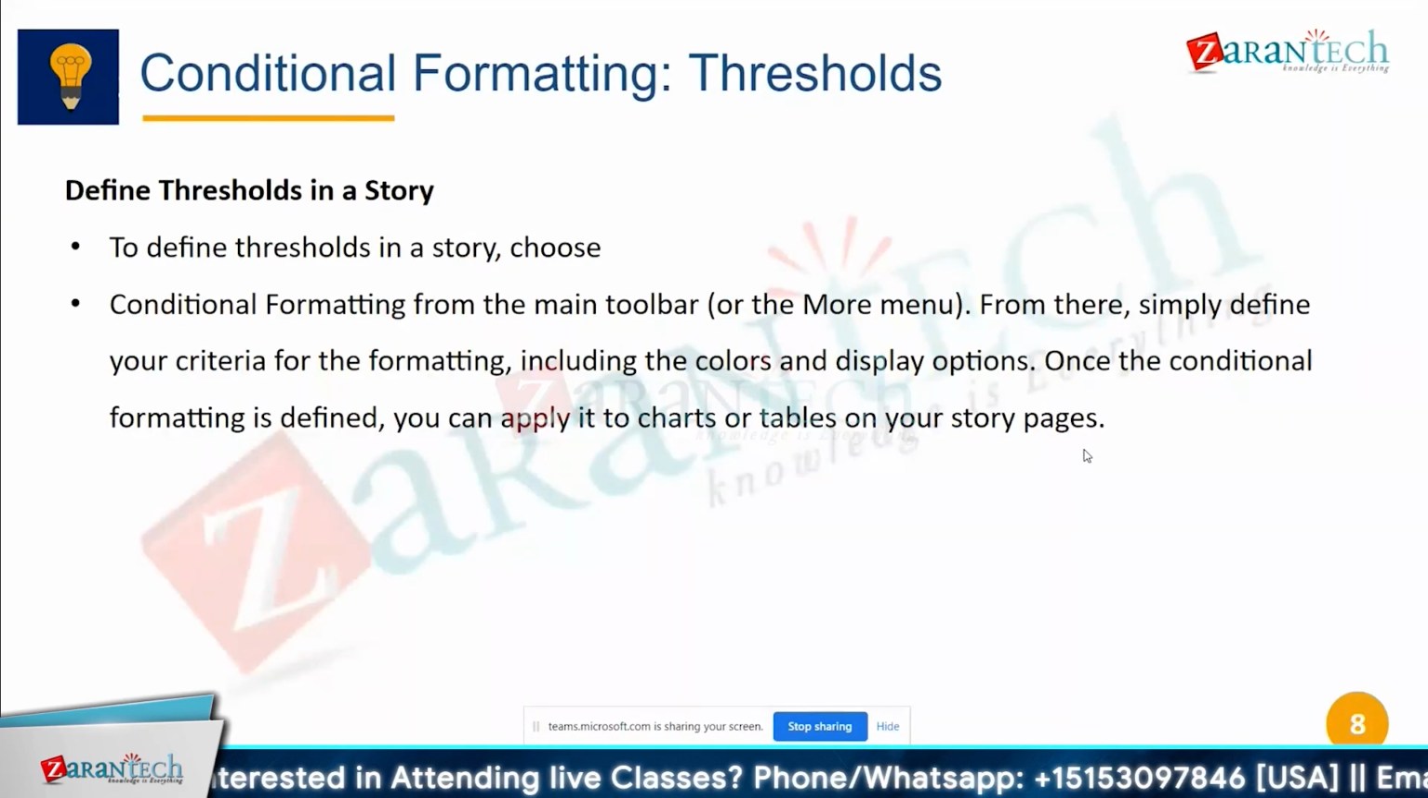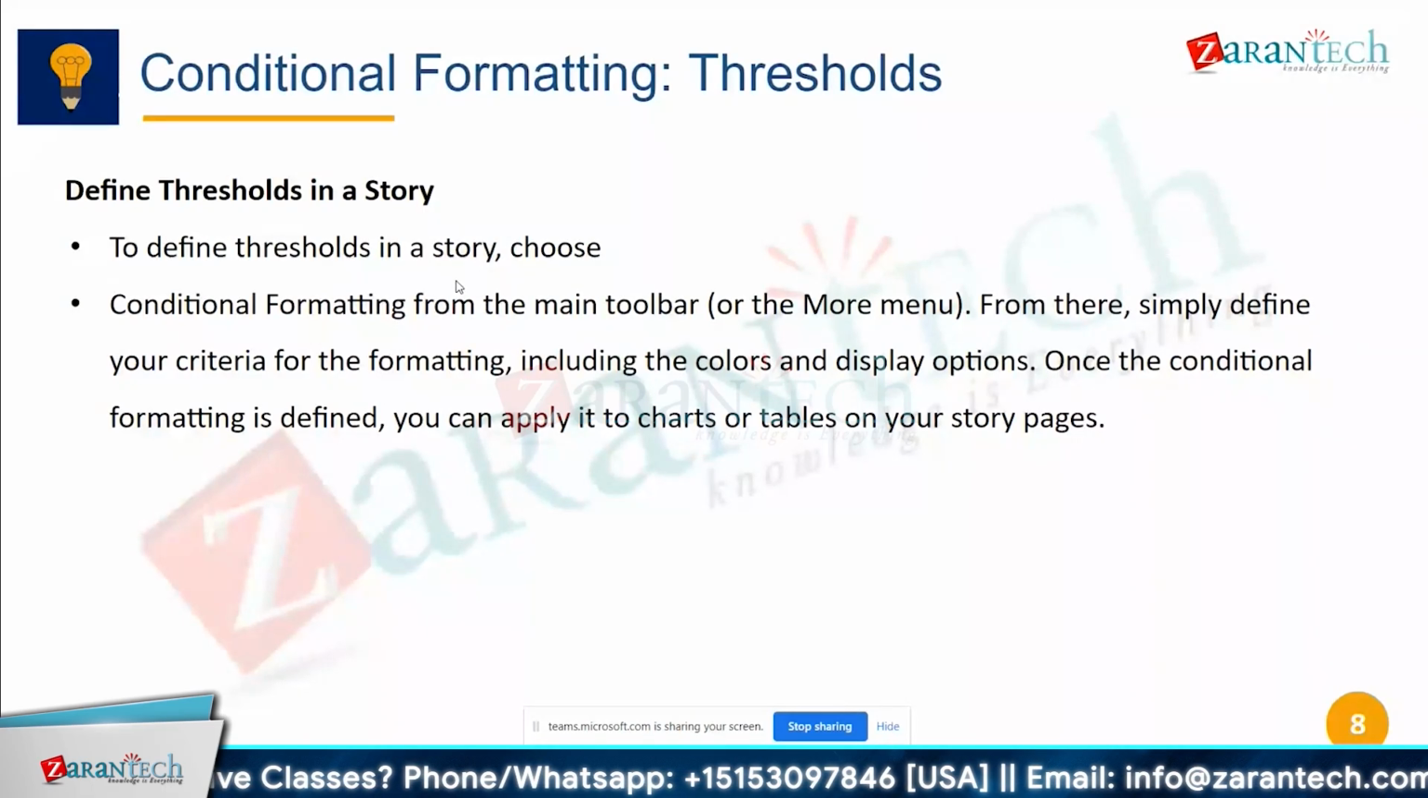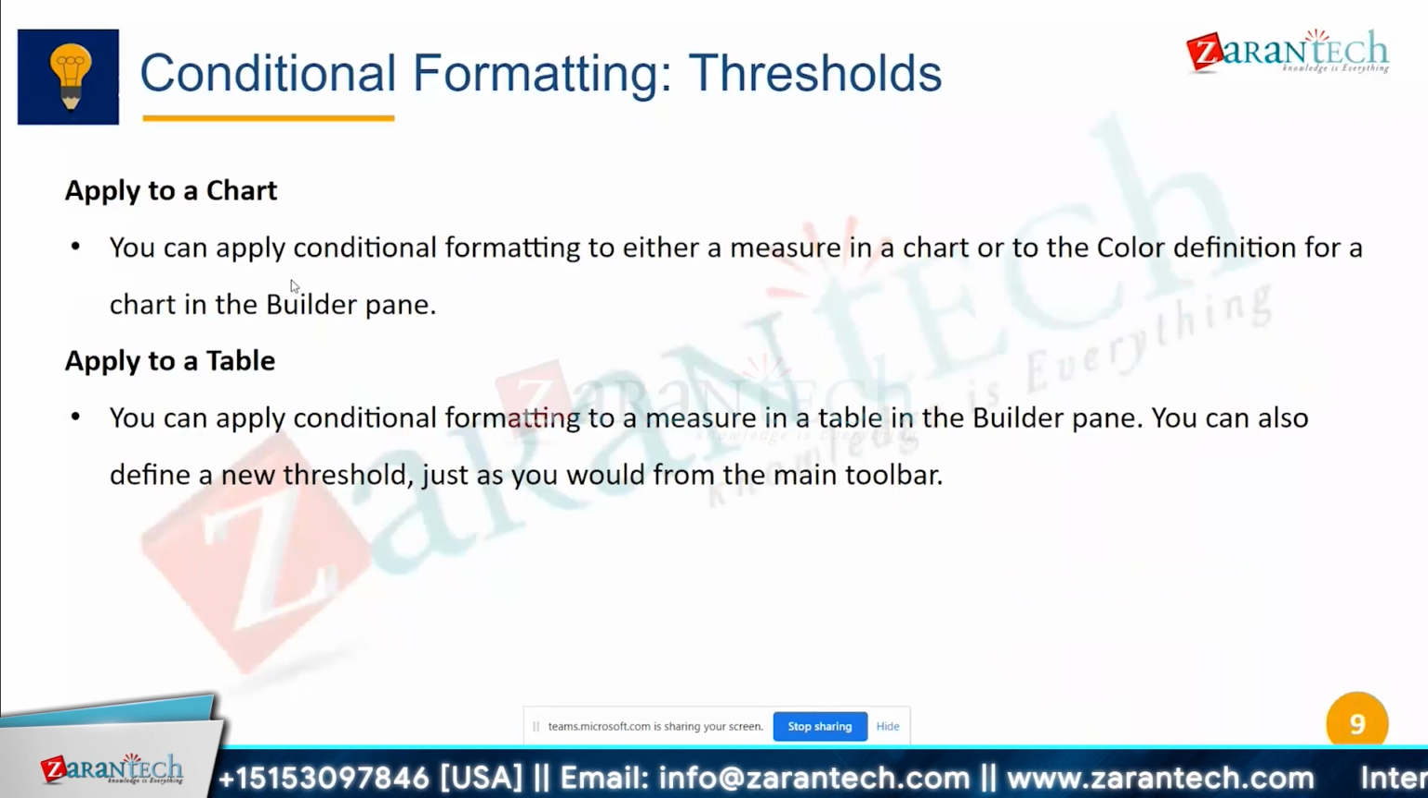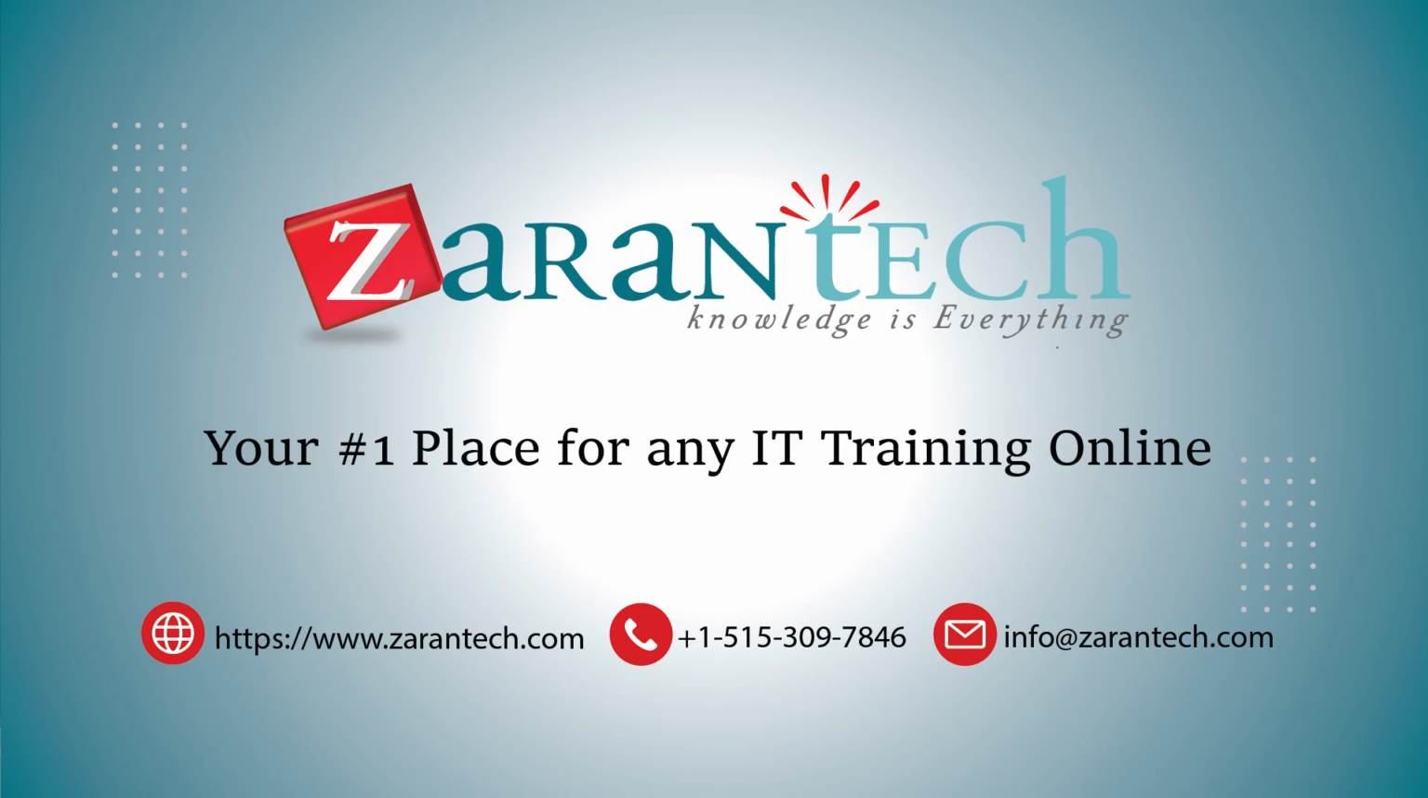So how do we define thresholds in a story? To define thresholds, we can choose conditional formatting in the menu, and then define the criteria for your formatting, including the color and display options. Once the conditional formatting is defined, we can apply it to the charts and tables, just as we see here. You can apply conditional formatting to a measure, or have it as a color definition in the builder panel. Additionally, you can use a table and do the threshold formatting there, showing the traffic lights, etc. So this is a quick topic.